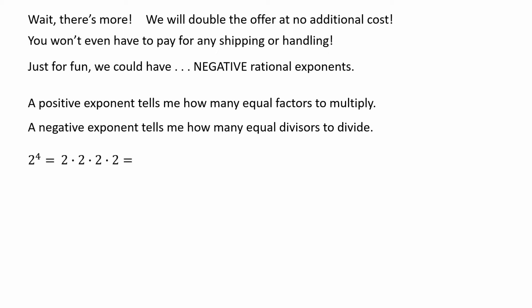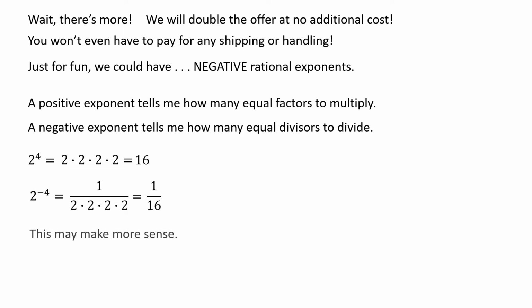So if I have 2 to the 4th power, you say, hey, that's a piece of cake. I just have 4 2's and I multiply them together, I get 16. But if I have 2 to the negative 4th power, that's a little bit different. So, oh, I have to divide by 2 4 times. So I'll have 1 over 2 times 2 times 2 times 2. In other words, 1 over 16.